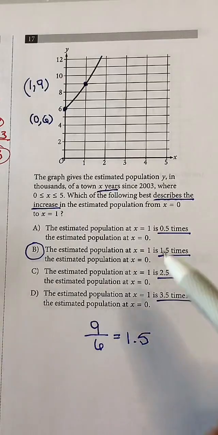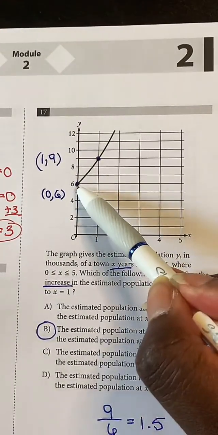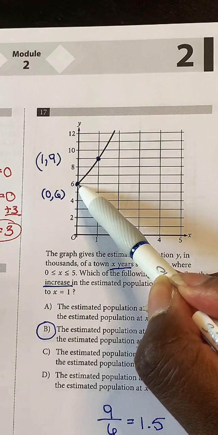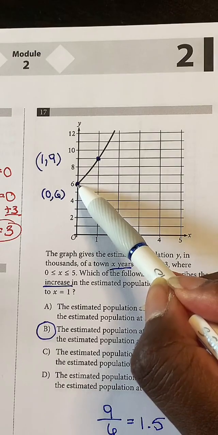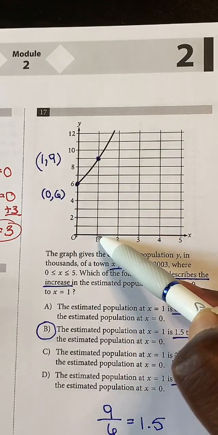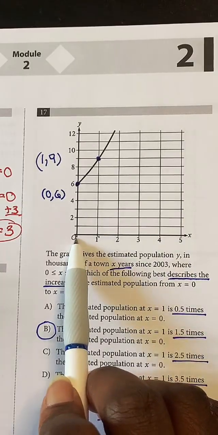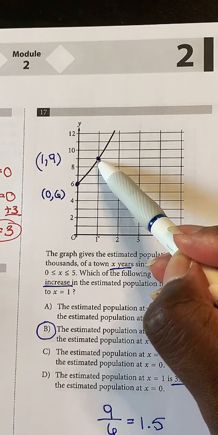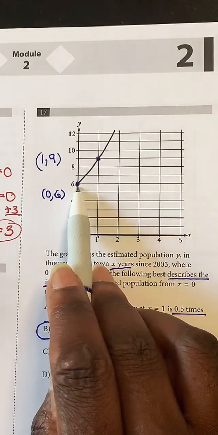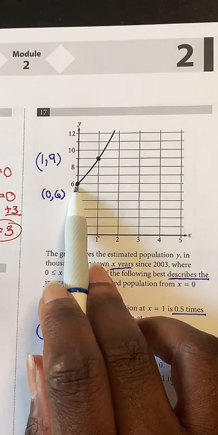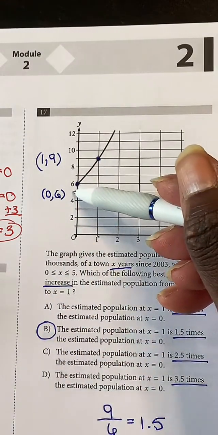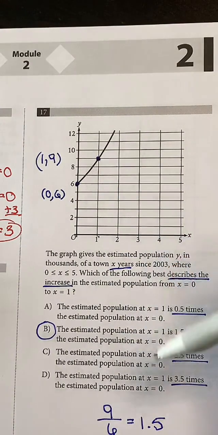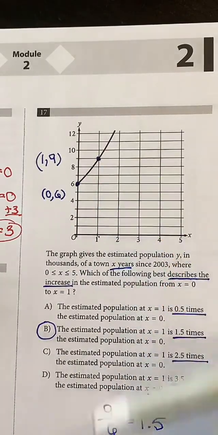Still lost? All right. So they want to know what's going on with this increase from here at 0 to 1. So basically, this is 2003, this is 2004. What happened to the population in that first year? Right now, the population in thousands was 6,000. Then the population shot up the very next year to 9,000. So they want to know what was that increase.